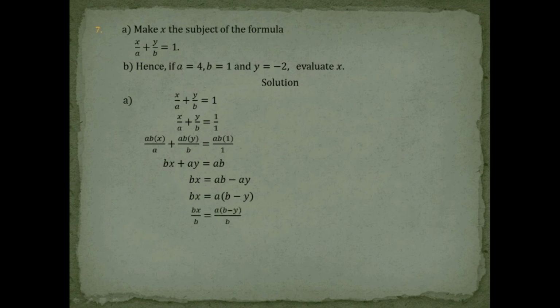And how do we do that? By dividing both sides by b. So what happens? B cancels b right there, then x is going to be equal to a bracket b minus y, all divided by b, our final answer. So x is equal to a bracket this over b.